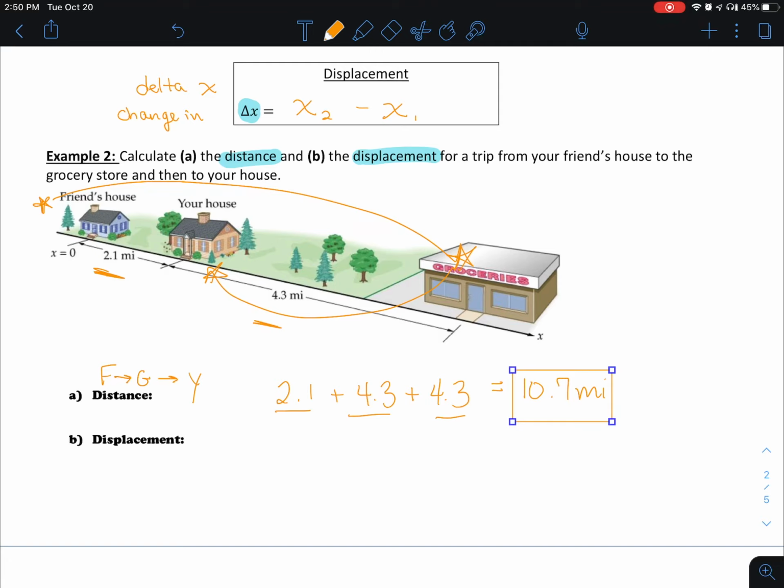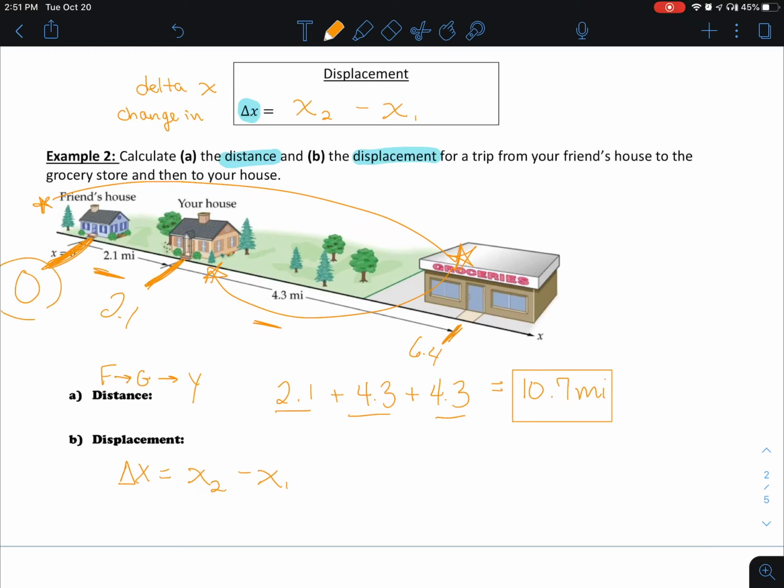Now let's talk about displacement. Displacement is only concerned with the change in your x position. That's like saying, what is your final position minus your original position? Your final position is 2.1. If you consider this 0, here's your original starting position, and then you end here at 2.1, and way out here would have been 2.1 plus 4.3, so 6.4. That's what you need to think of.